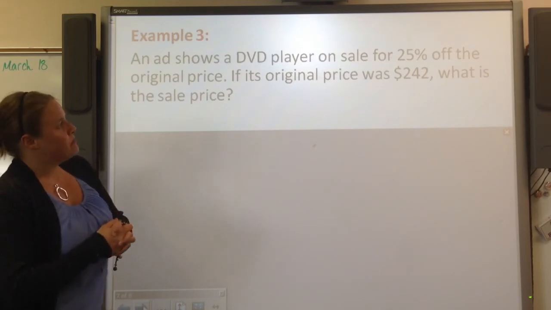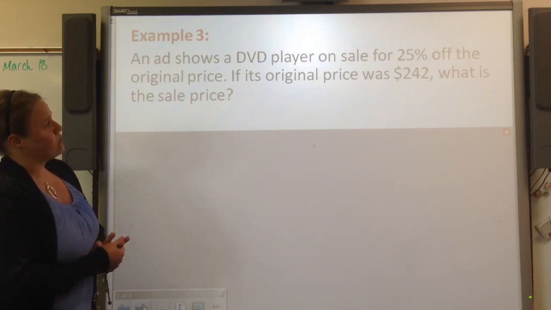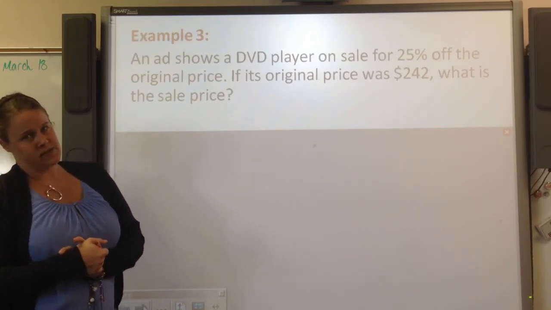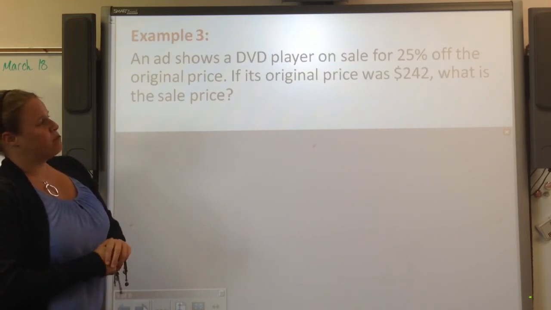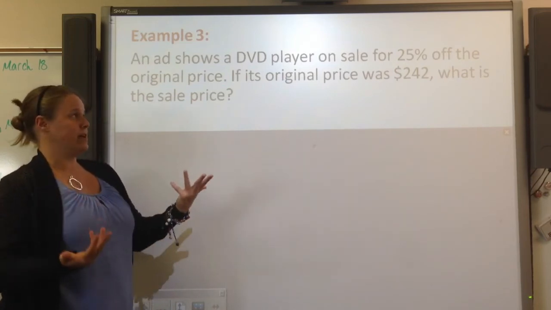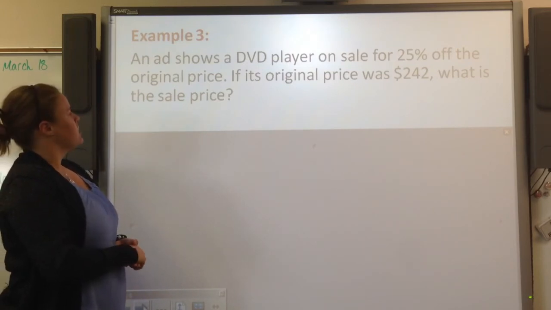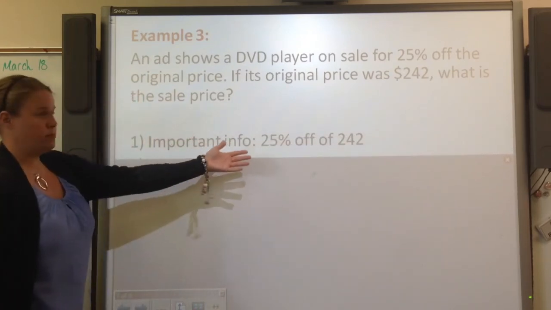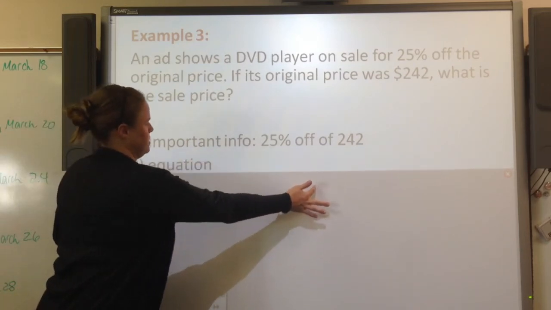An ad shows a DVD player on sale for 25% off of the original price. If the original price was $242, what is the sales price? So one more time. An ad shows a DVD player on sale for 25% off of the, that tells me that we're taking some money off because we're saving. So it's been marked down. If its original price was $242, what is the sales price? So our first piece of information of importance is that we're taking 25% off of $242.